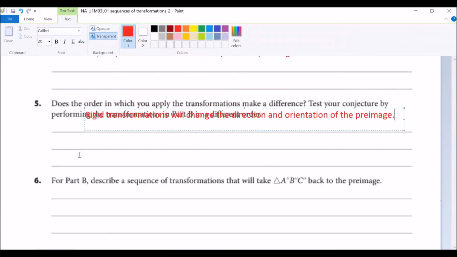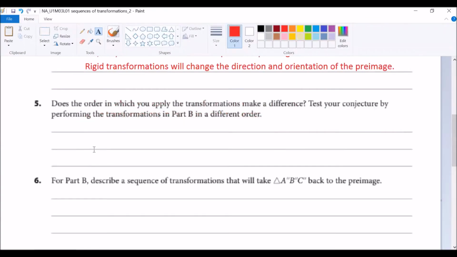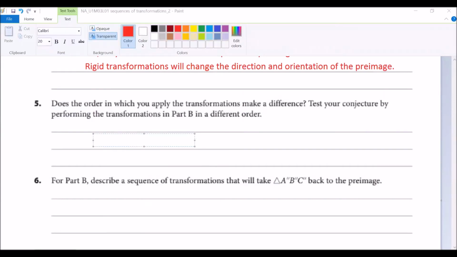Does the order in which you apply the transformations make a difference? Test your conjecture by performing the transformations in part B in a different order. I just realized that if I was to go back and do that again, since I'm using Microsoft Paint, if I start erasing the older triangles, it'll just erase the whole image. So yes, the order in which you apply the transformations matters. Put an exclamation point for emphasis.